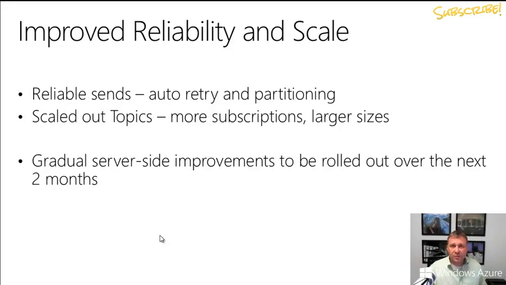So first of all, one thing we're adding is reliable send. We have an auto retry mechanism inside the fabric. These are things that are going in on the server side, and automatic partitioning of the system inside. And we will also, in the next 2 months, support larger entities, more scale under the covers. And so you'll see gradual server-side improvements that will deal with some reliability hiccups that we see here and there.